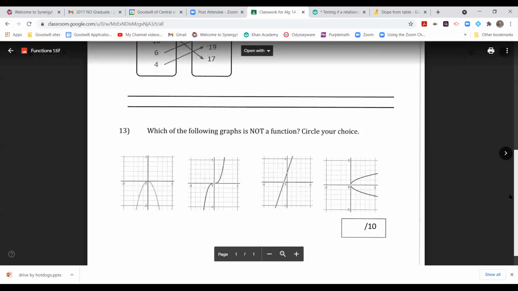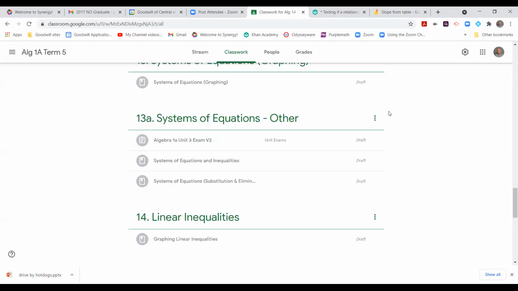So those are the two real big ways to determine if something is a function or not. Let's see what the other sheet had on here.